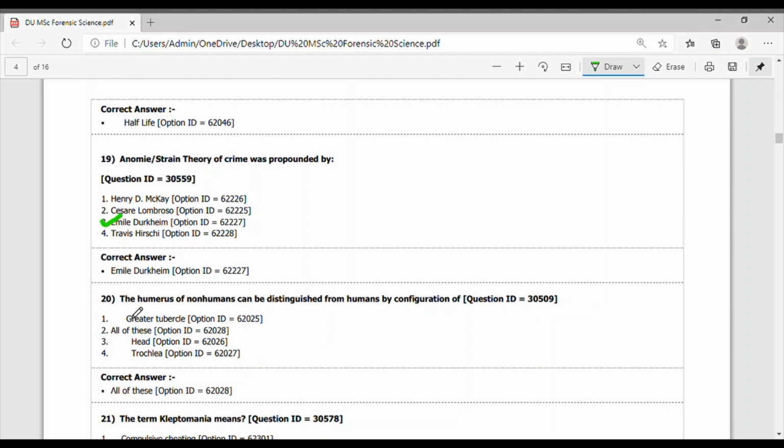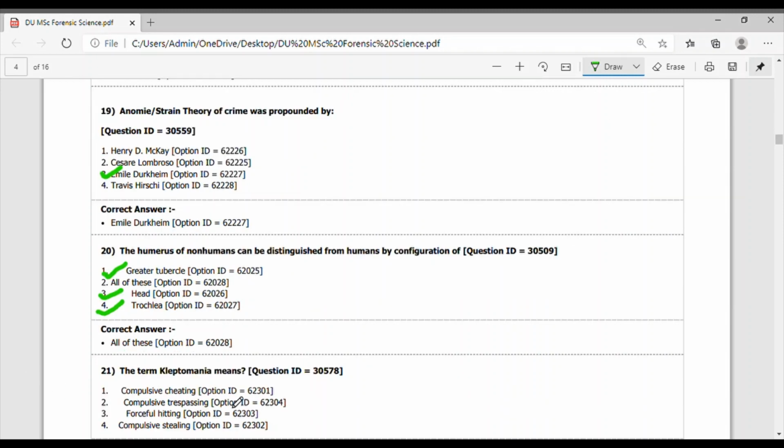The next question is, the humerus of non-humans can be distinguished from humans by the configuration of the greater tubercle, head and the trochlea, which we can use to distinguish between the non-human and the human humerus.